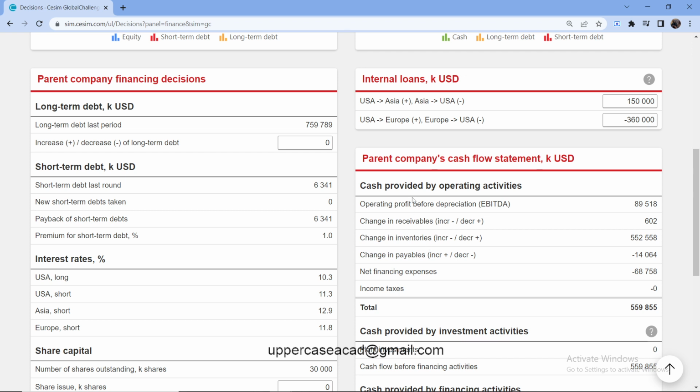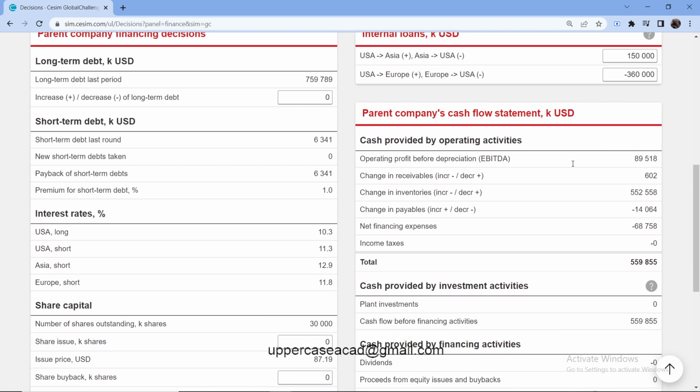And you should know that short-term debt is very expensive because it is paid within a year. Now, if you want to transfer from USA to Europe, as I said, you put here a positive value. So let's go back.